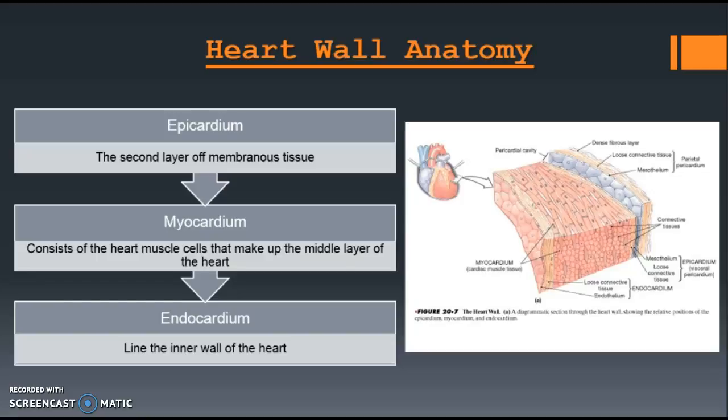So the structure of the heart wall entails having an epicardium. The epicardium is the outermost layer of the heart wall, and it's just another name for the visceral layer of the pericardium. And the myocardium is the muscular middle layer, which is here, and it contains the cardiac muscle tissue. The myocardium makes up the majority of the thickness and the mass of the heart wall, and is the part of the heart responsible for the pumping of the blood.